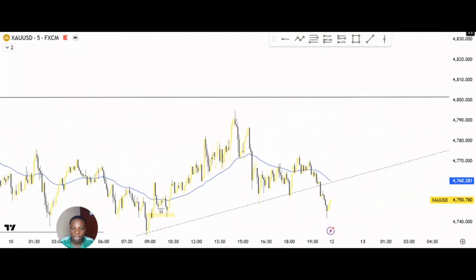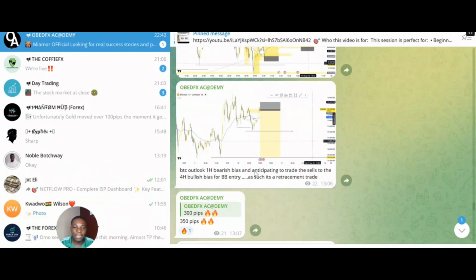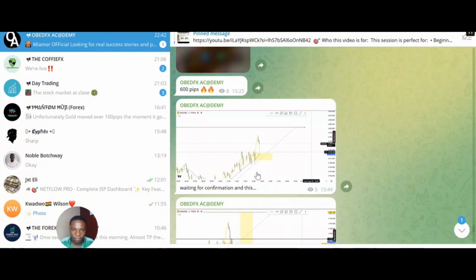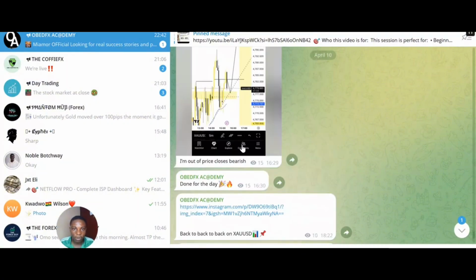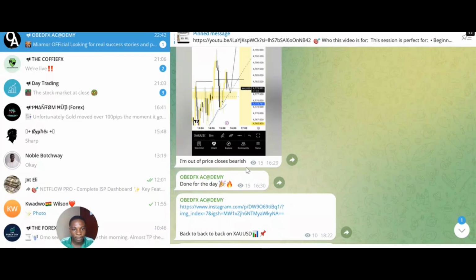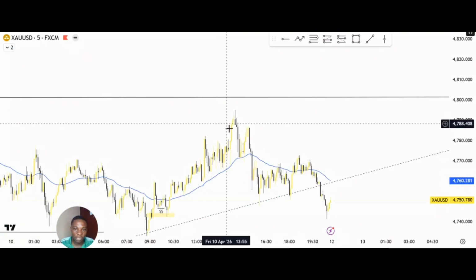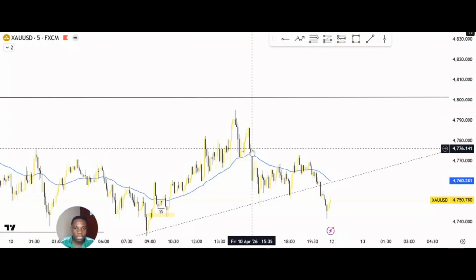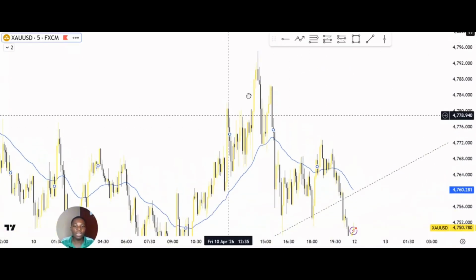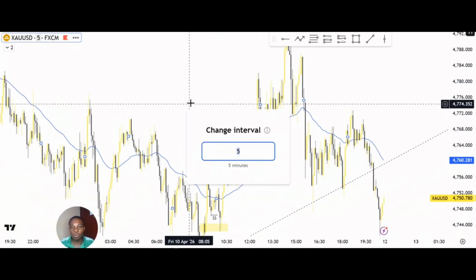So someone will say, what did I see that made me exit this trade? This was what I was looking at. When price closes bearish, I'm done for the day and I'm closing. Someone asked, why did I think that? Because immediately when I closed, price went down to the downside. Why did I close the trade?